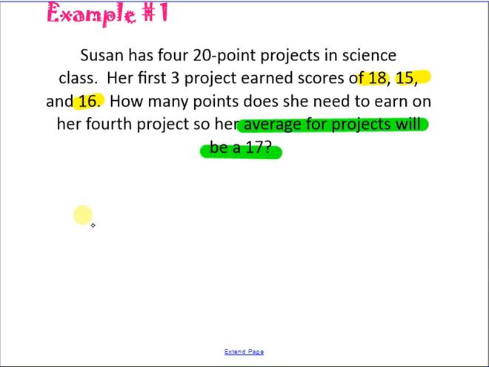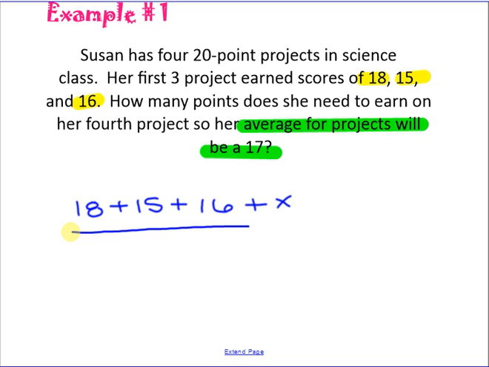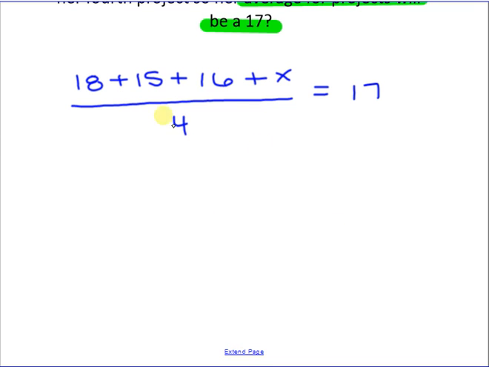My first step told me to add all of our given numbers together plus x. So 18 plus 15 plus 16 plus x. Then it told me to divide by the number of terms. 1, 2, 3, 4. Then it told me to set it equal to the mean. The mean or the average is 17. We're good so far.